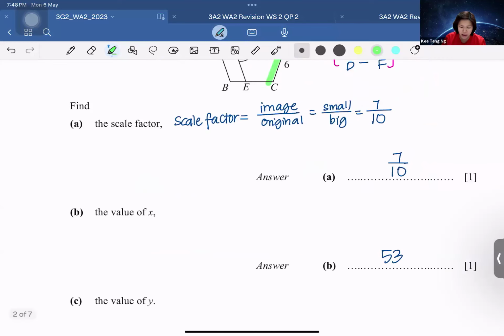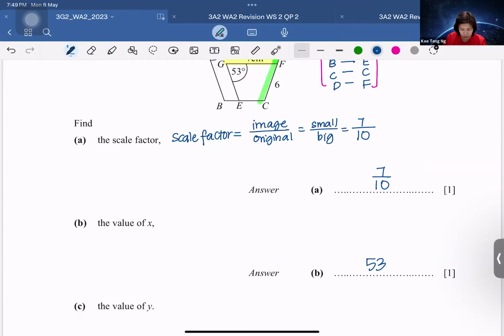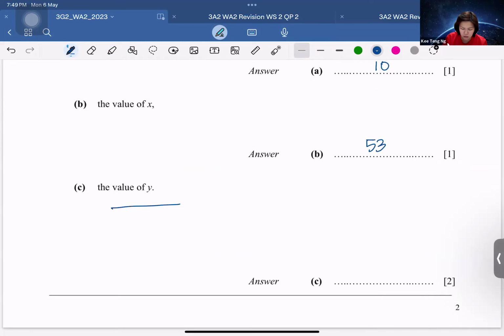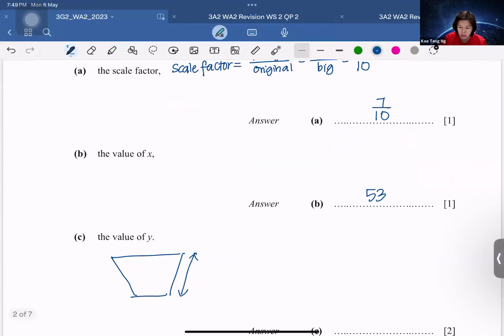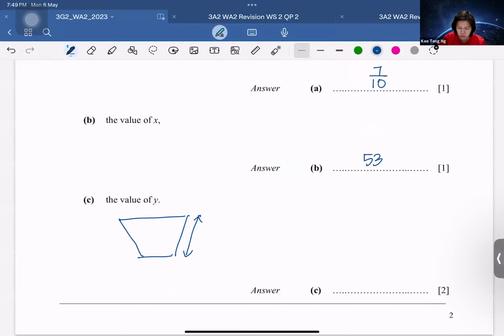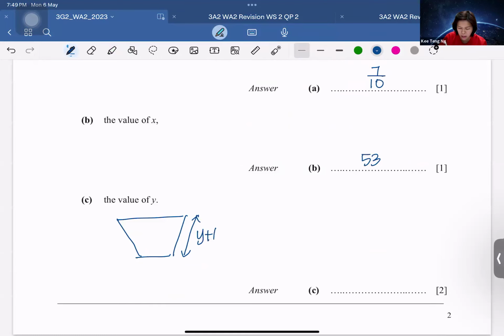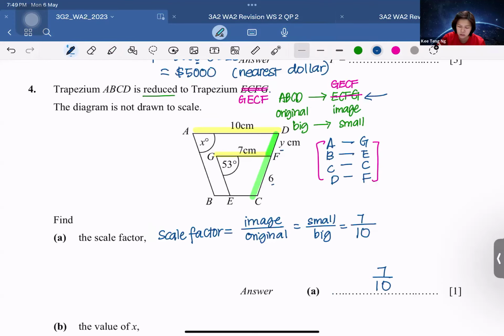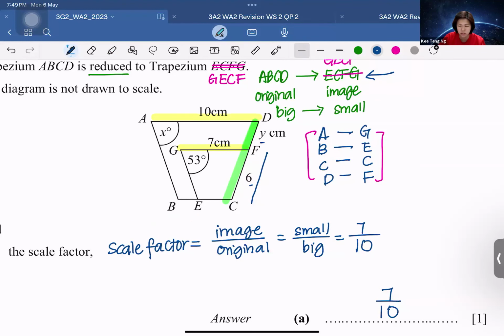So in this case, give me a minute, I have this over here. The whole length here is made up of y plus 6. So the whole image here, the bigger one, is y plus 6. This is my bigger one. The smaller image over here is just the number 6. This portion is just FC, which is 6.